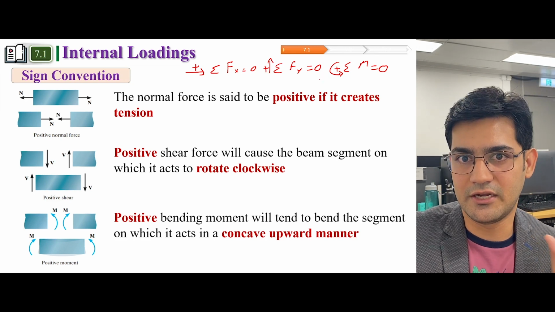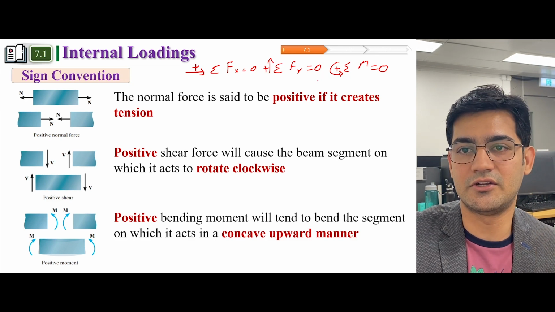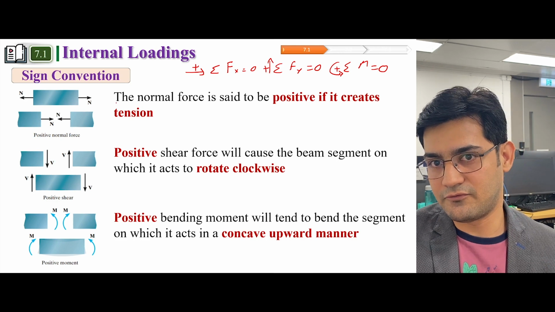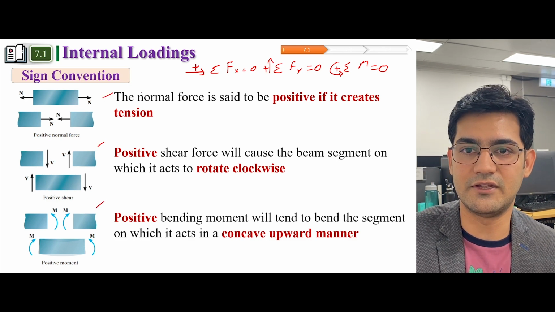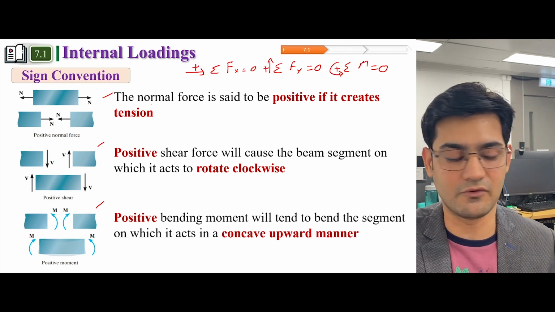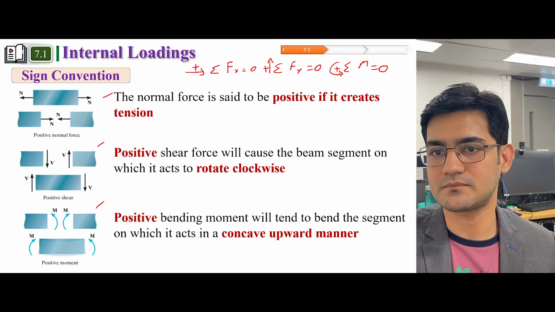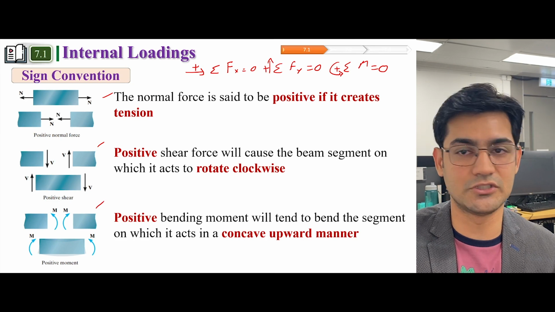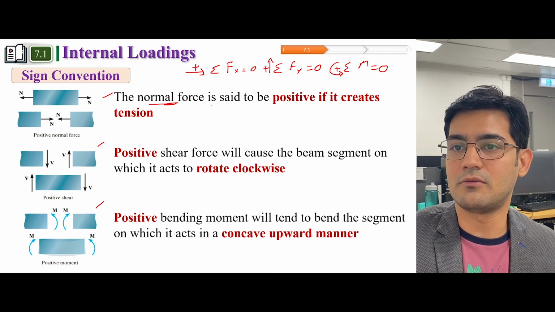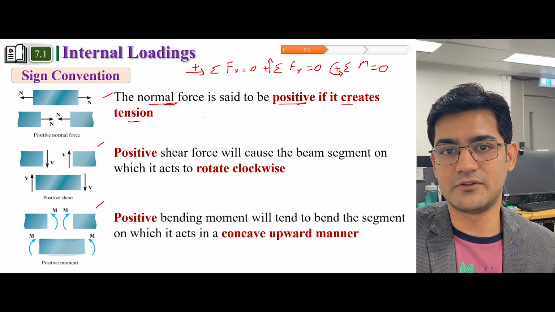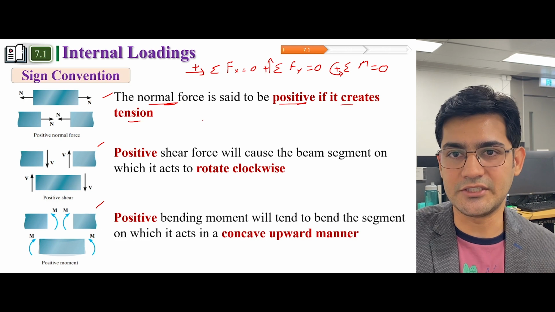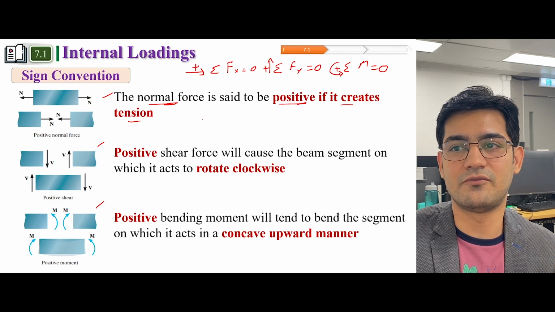Similarly, we also need the sign convention for internal loadings. So these are the three sign conventions which are conventionally followed for the internal loadings. Now let us discuss first the normal force. The normal force is said to be positive if it creates tension. So if the force is creating tension, then this type of normal force would be considered positive.